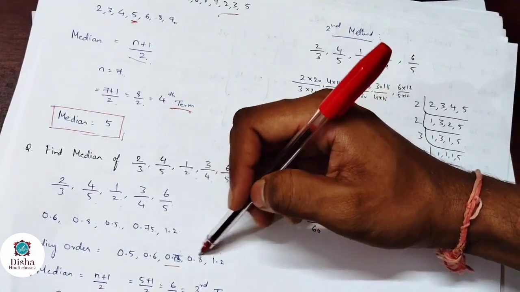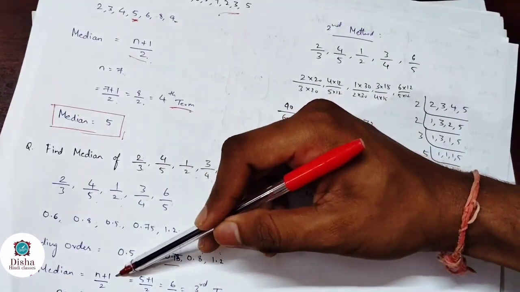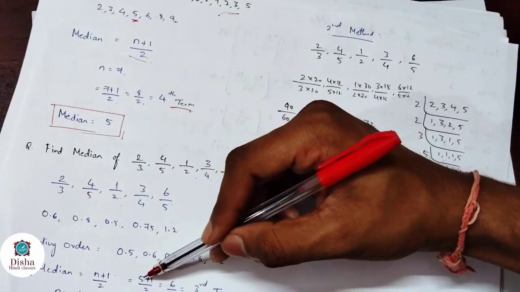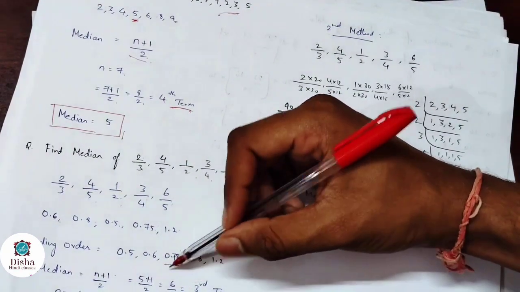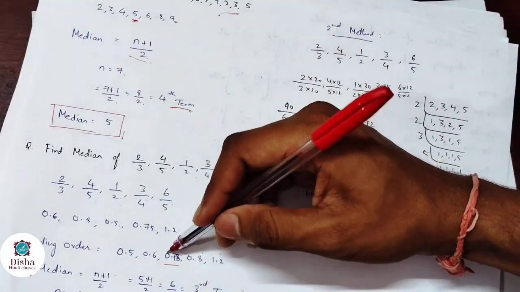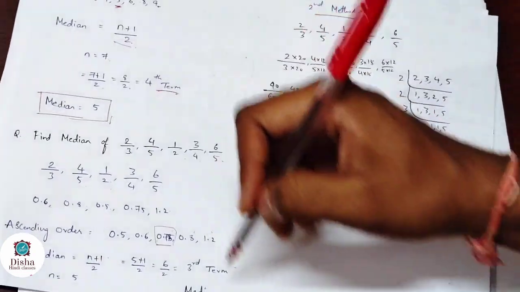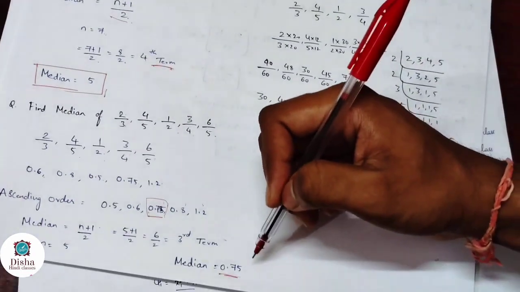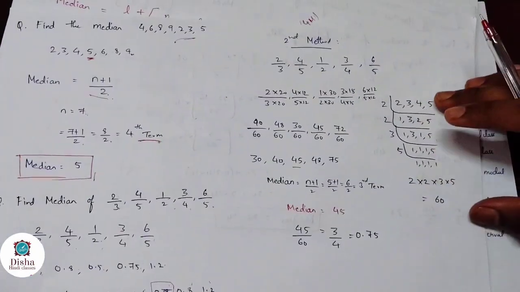Here the total number of observations is 5, which is an odd number. So the median would be (n plus 1) by 2. n is the total number of observations, that is 5. 5 plus 1 divided by 2, so 6 divided by 2 is the third term. What is the third term here? 0.75 is the third term. So the median would become 0.75.